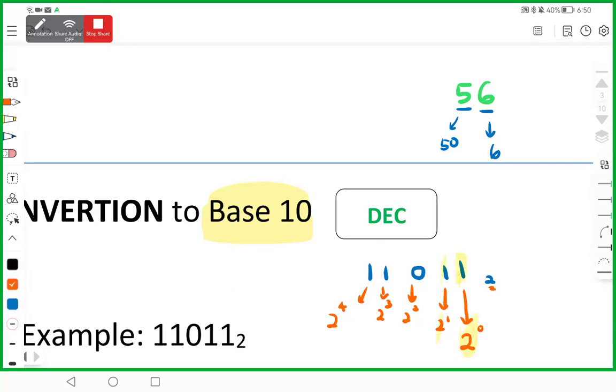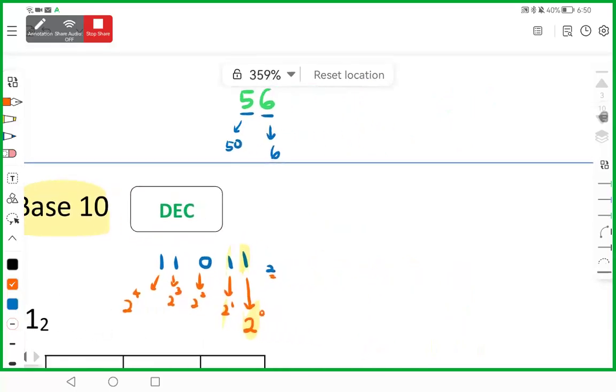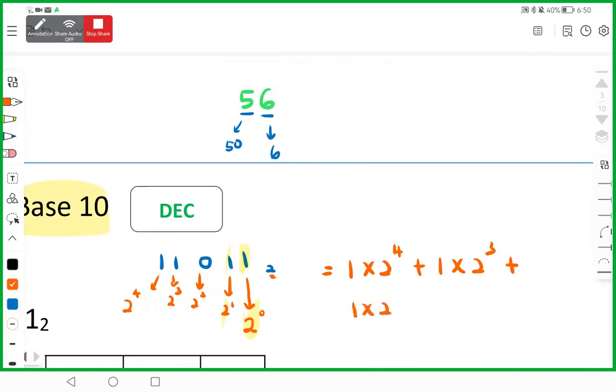Okay, so meaning, 1 times 2 power to 4 plus 1 times 2 power to 3 plus 0 times anything also 0 plus 1 times 2 power to 1 plus 1 times 2 power to 0. So you managed to convert it into base 10. Okay, can you find for me what's the answer?